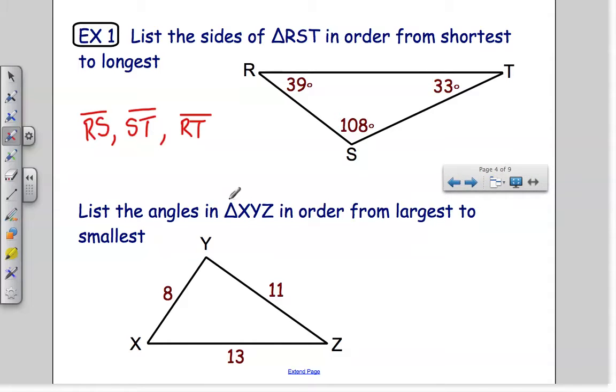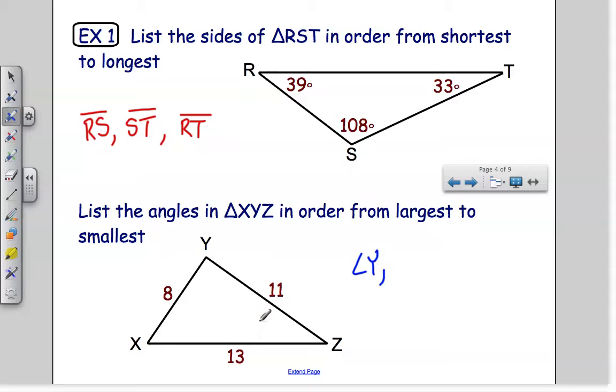Or let's look at the reverse of that. List the angles of this triangle XYZ in order from largest to smallest. Well, okay, the largest angle should be opposite from the longest side. It looks like the longest side here is XZ. The angle opposite from it would be angle Y. That is the largest angle.